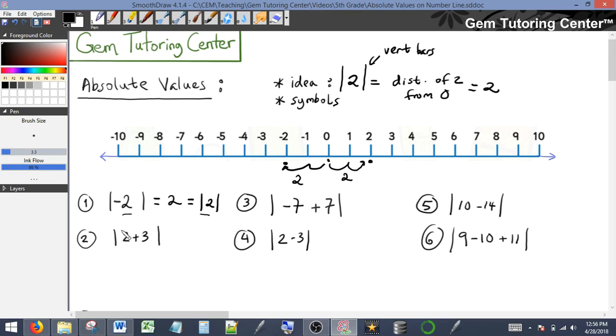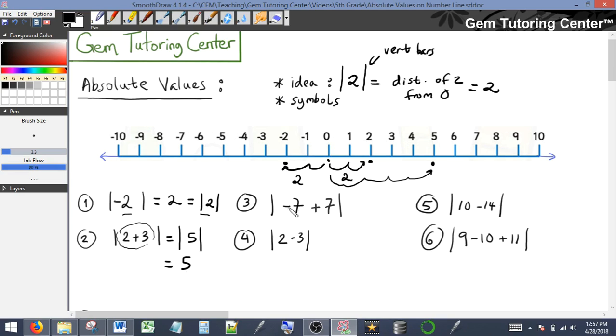Let's do this one. So you can do arithmetic inside of absolute value symbols. So the general idea is we do all of the arithmetic inside of the absolute value symbols first, and then we do the absolute value evaluation. So what we'll do here is first we'll add 2 and 3, and we get 5, and the absolute value symbols are still on the outside. Then we say, okay, where is 5? 5 is on the number line over here, and the absolute value of 5 means the distance of 5 from 0. So it goes 1, 2, 3, 4, 5. So the absolute value of 5 is 5.